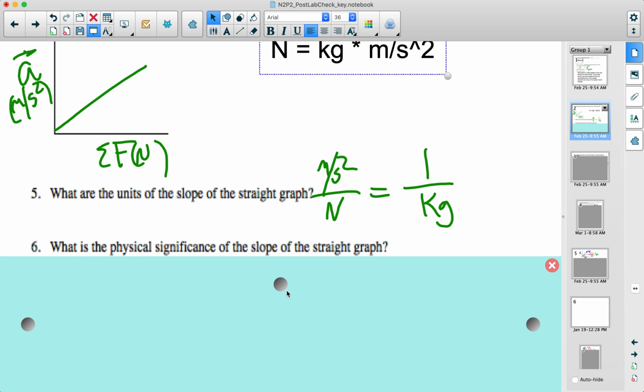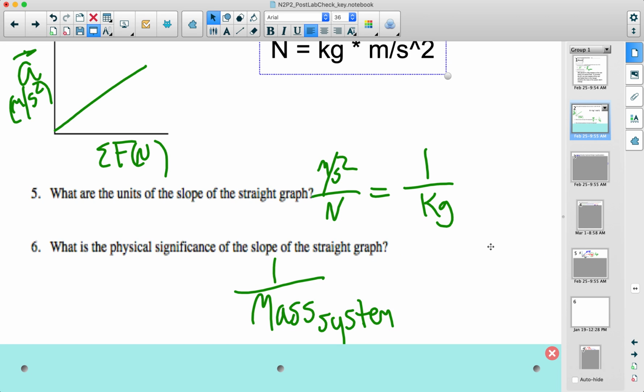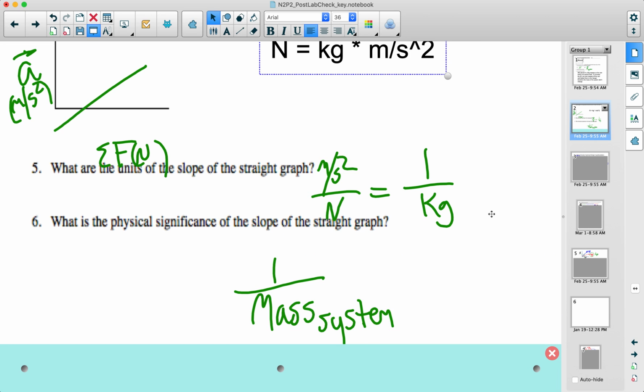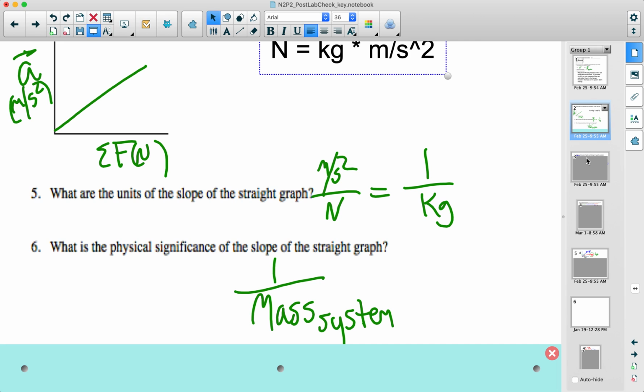So what did the slope represent? The physical significance of the slope, or the term we're going to associate with that, is what did the slope represent from our experiment? Well, it was 1 over kilograms, which sounds like a mass, but the mass would have to be on the bottom. So we said it would be the inverse of the mass of the system. 1 over the mass of the system, or the inverse of the mass of the system.